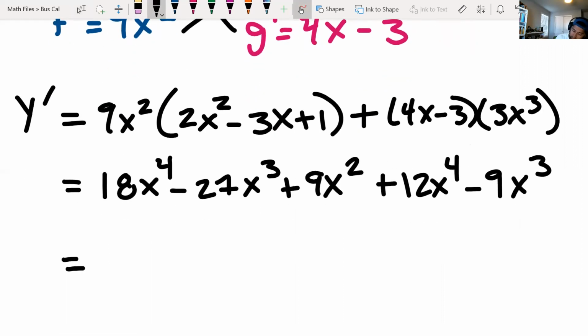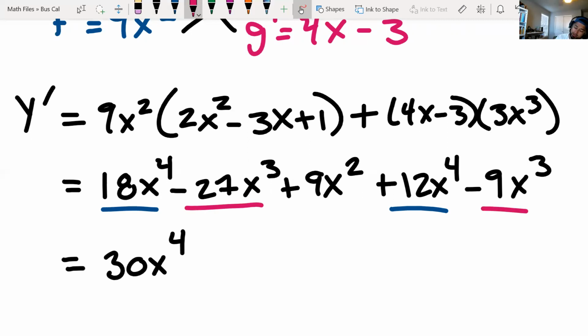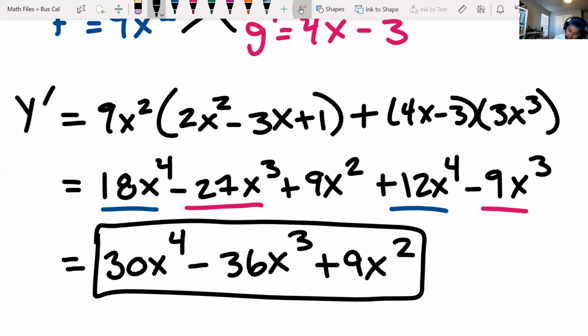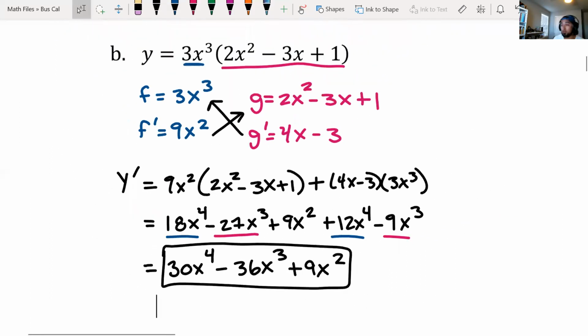Combine like terms. I have an 18x to the fourth, a 12x to the fourth. That'll give me 30x to the fourth. I've got a negative 27x cubed, a negative 9x cubed. That's negative 36x cubed. And then all that's left is that 9x squared. And that was it. There you go. Any questions so far?